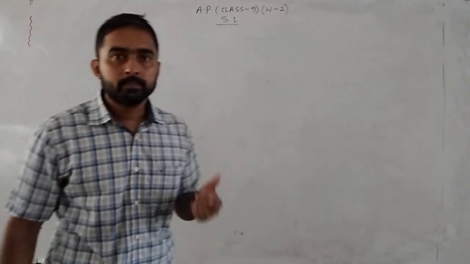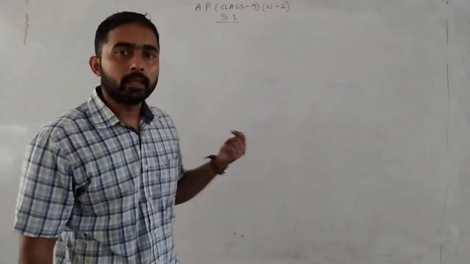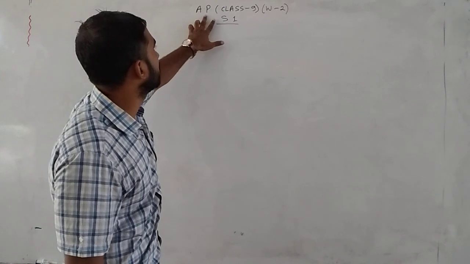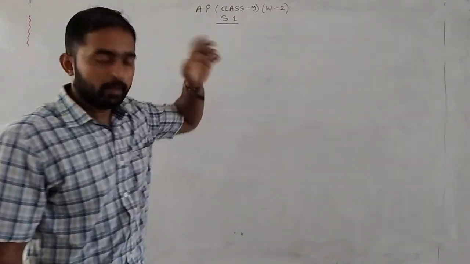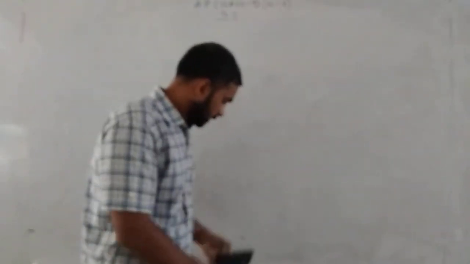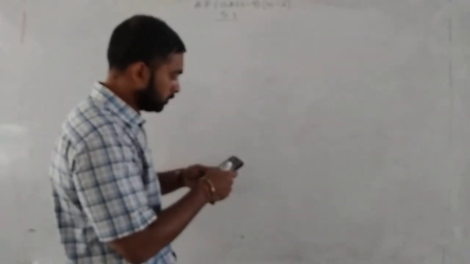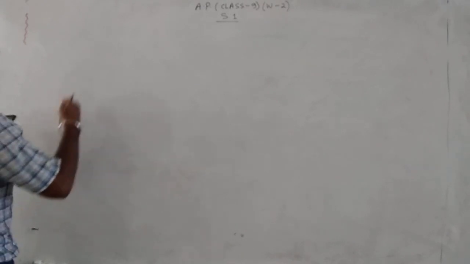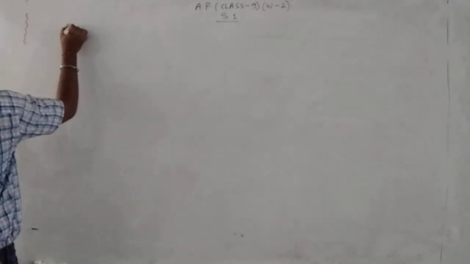Good morning everyone. Today in this class we'll discuss a few questions on arithmetic progression of class 9, which is from advanced maths. I don't have books, so I have to use the mobile to see the question. Last time we did up to question number 23, so today we'll start from question number 24.